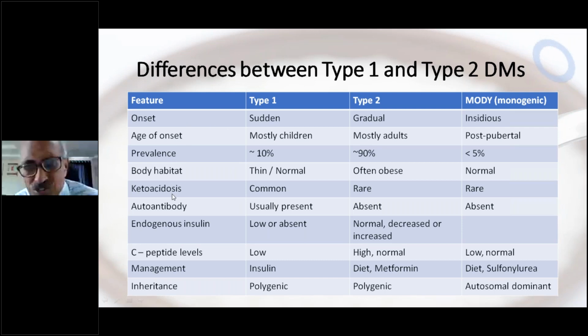The table you are given in your topic highlights the age of onset, prevalence, body habitus, and ketoacidosis possibilities, and how type 1, type 2, and monogenic MODY differ. Usually type 1 has sudden onset, type 2 gradual onset. Ketoacidosis is more common in type 1, rare in the others. Autoantibodies are usually present in type 1 and absent in type 2. C-peptide levels are low in type 1 and high in type 2. Management is insulin and diet in type 1, and diet and metformin in type 2. Inheritance is polygenic in both, and MODY is autosomal dominant. It is monogenic, as I said.